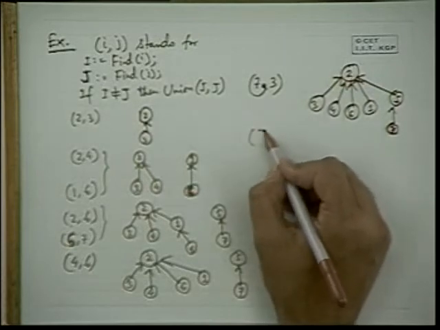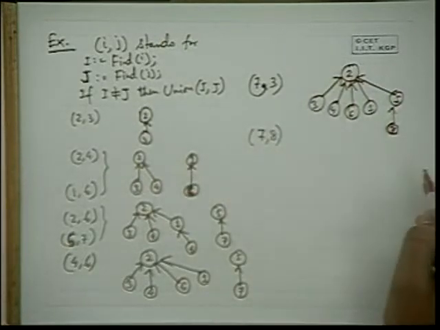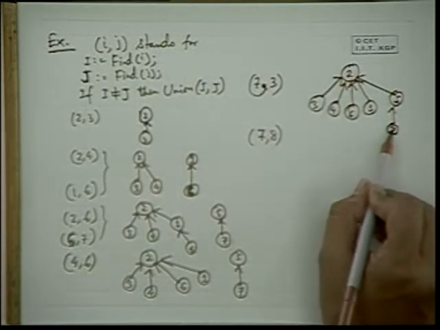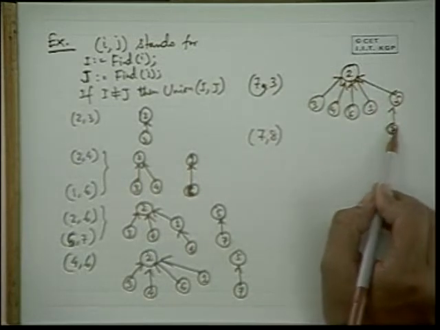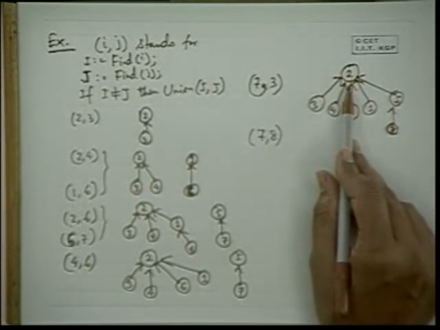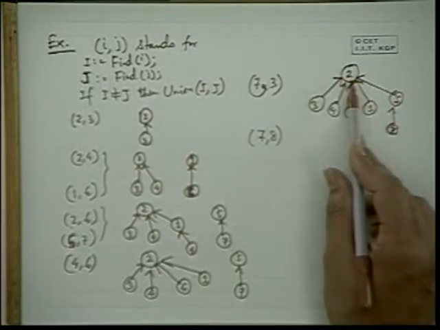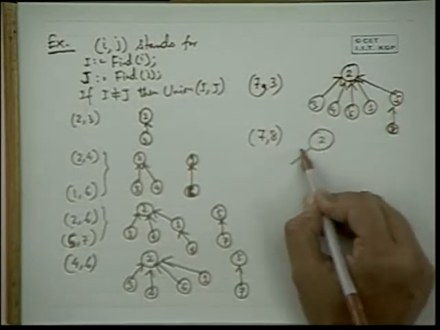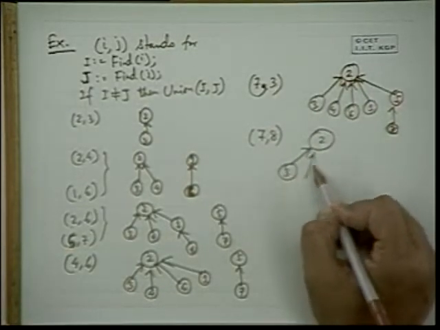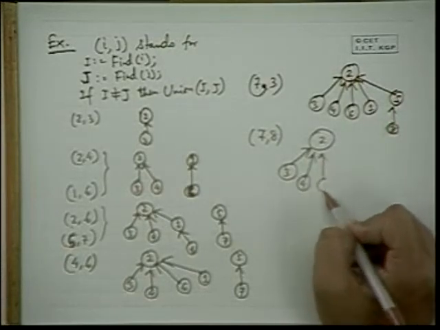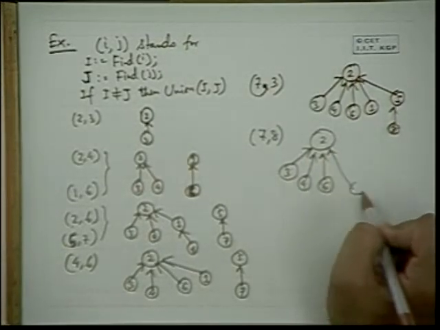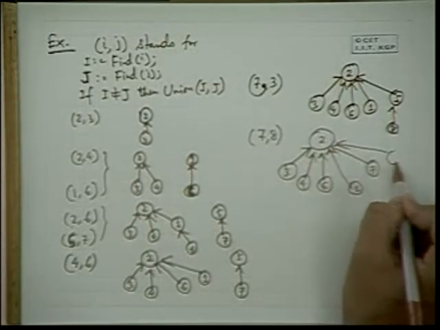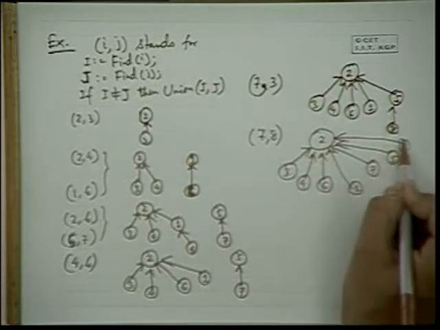Now suppose 7, 8 comes. In this 7, 8, what will it do? It will go up this tree 7, 5, 2, and make 7 a child of 2, and 8 will come and also be made a child of 2. So now the tree will look like everything pointed to 2: 3, 4, 6, 1, 7, 5 and 8.